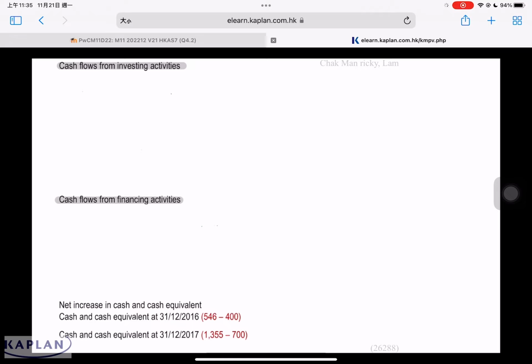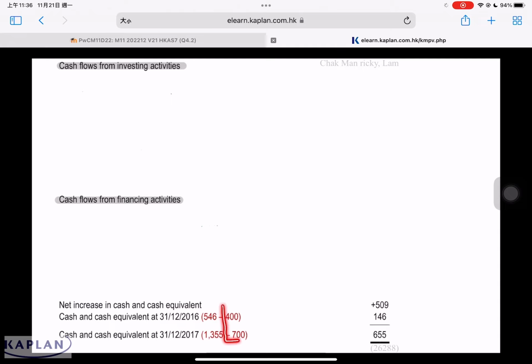546 minus 400 equals to 146 last year. This year 1355 minus 700 is equal to 655. Cash this year increased. 655 minus 146 is equals to 509. Cash increased by 509. Our job to explain is why there's an increase of 509.